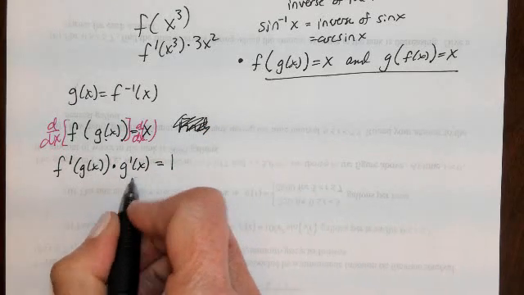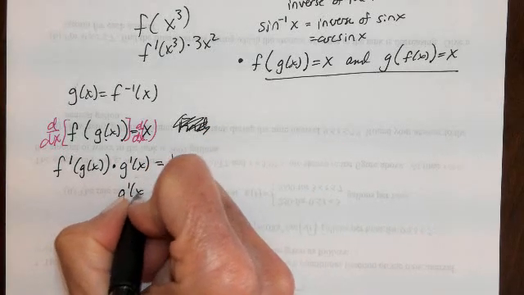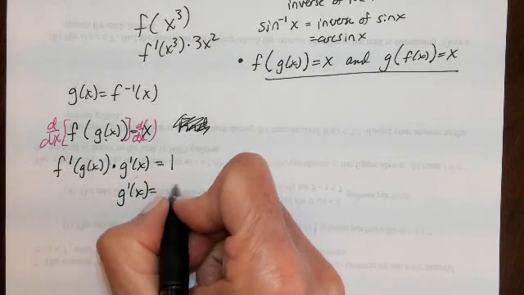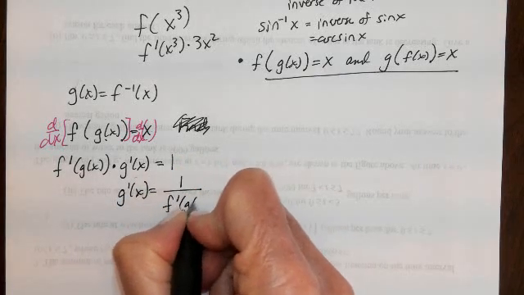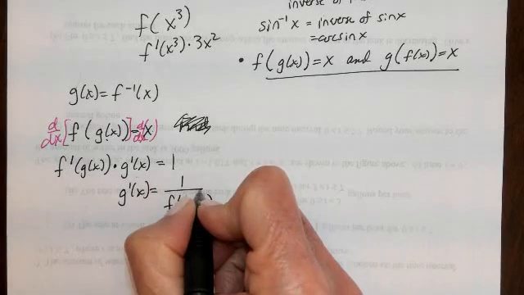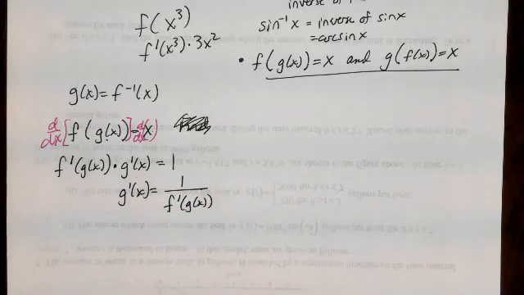So I'm going to solve this for g prime of x. That's what I was trying to find. 1 divided by f prime of g of x.